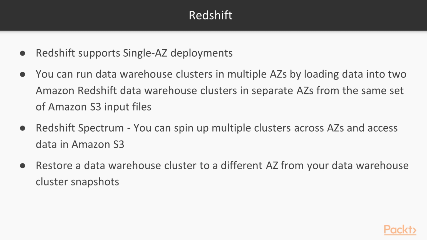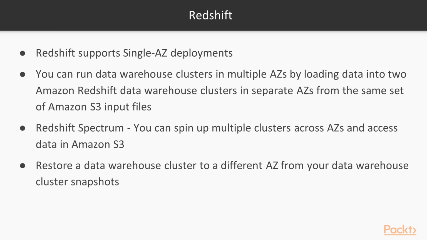Currently at present, Redshift only supports single availability zone deployments. So do bear this in mind if you're considering using Redshift as a production system or a production part of your stack. Because this does mean if an availability zone becomes unavailable, you'll be unable to use your cluster until power and network access to that AZ are restored. You can run data warehouse clusters in multiple AZs by loading data into two Redshift clusters in separate AZs from the same set of input files, but then of course you'll have to manage this yourself.